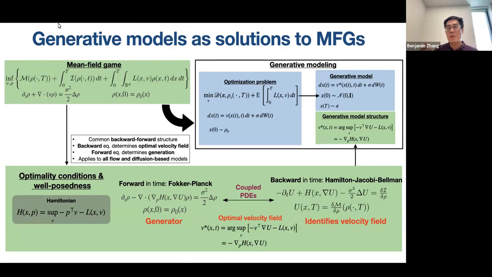Because, of course, these equations are hard to solve in general, but it may still give you some qualitative structure for what this velocity field should look like in your generative model. I see.